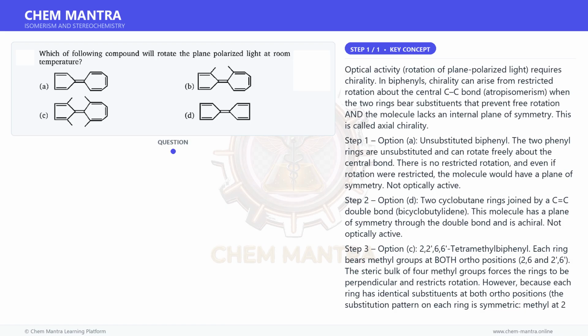Why B and not C? In C, even though rotation is restricted, the molecule is achiral due to the symmetrical substitution. 2,2',6,6'-tetramethyl gives a molecule with an internal mirror plane. In B, the 2,2' disubstitution gives genuine axial chirality with no compensating symmetry element, making it optically active.